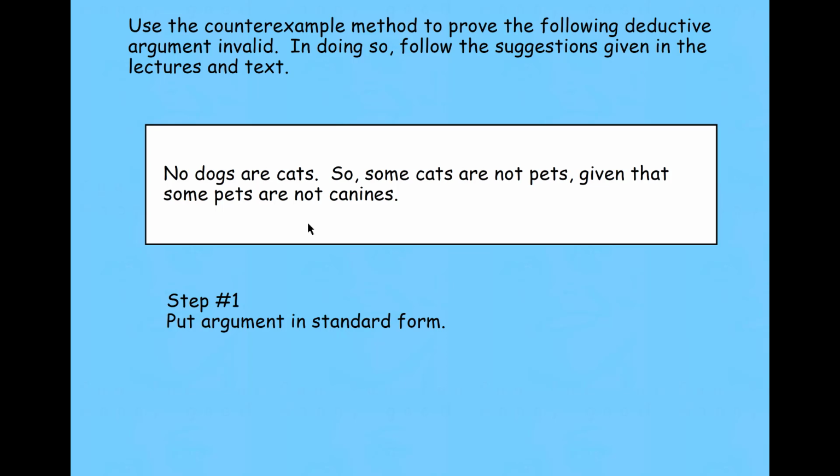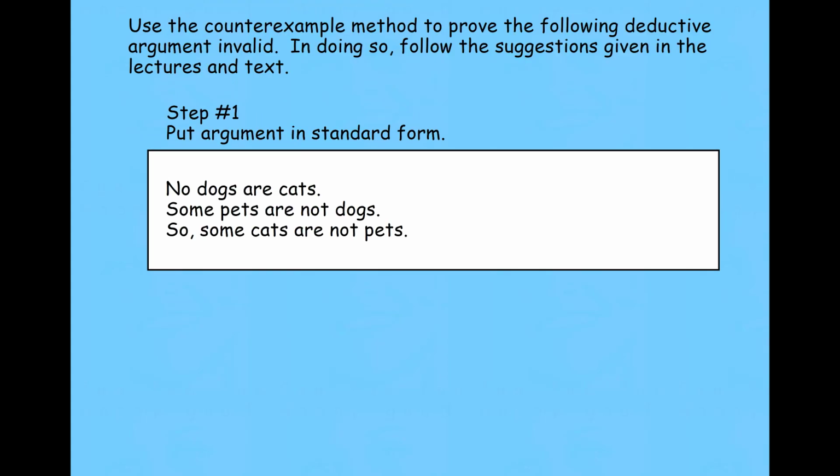Each premise is a separate declarative sentence. The conclusion is a separate declarative sentence. The premises are first. The conclusion is last. I want to make sure that I use the same phrases or sentences for my content elements each time they occur. And in this case, I've got canines and I've got dogs, so I want to make that consistent as well. And that'll give me something like this. No dogs are cats. Some pets are not dogs. Therefore, some cats are not pets.